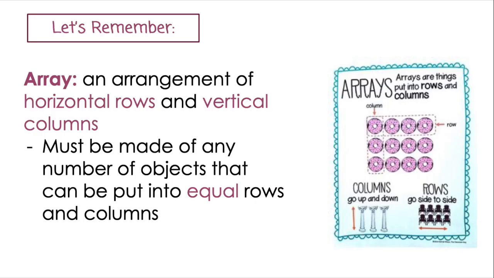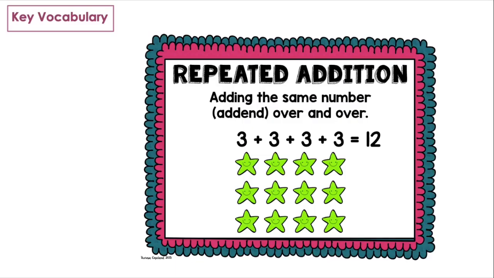Let's remember what we've talked about so far. We've talked about an array, which is an arrangement of horizontal rows and vertical columns. An array must be made up of any number of objects that can be put into equal rows and columns. Our key vocabulary for today would be repeated addition, which is adding the same number or addend over and over again.